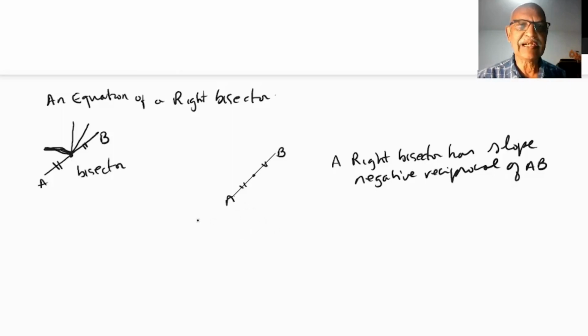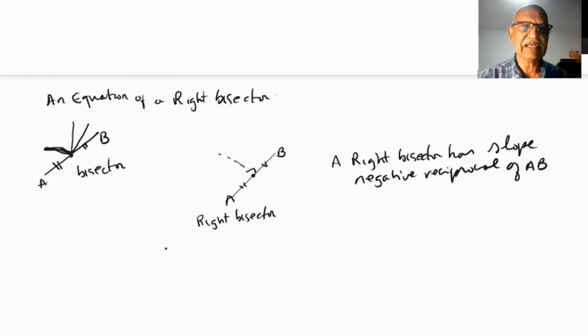When we say right bisector, there is only one line which passes through the midpoint and it is perpendicular to the given line. This is 90 degrees. So a right bisector divides a line into two equal parts and it is perpendicular to it. So there is only one right bisector. There are infinite number of bisectors. So a right bisector has slope negative reciprocal of AB.